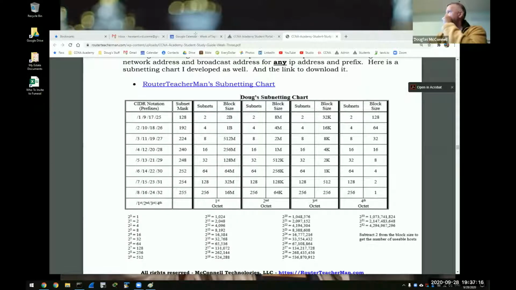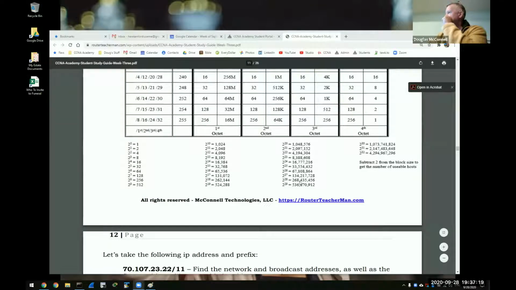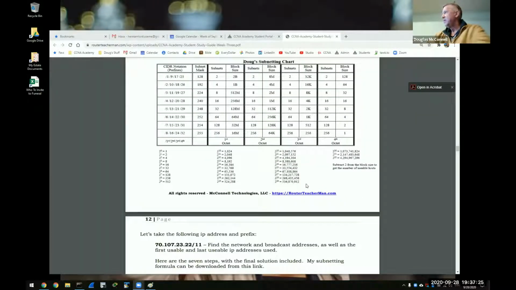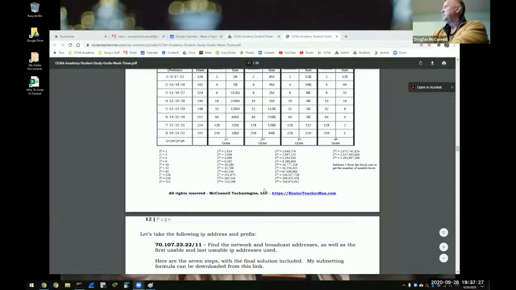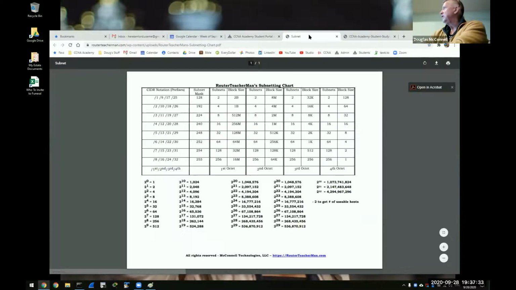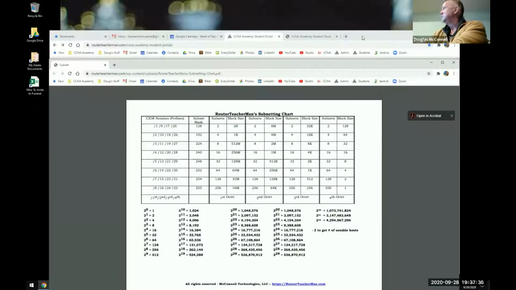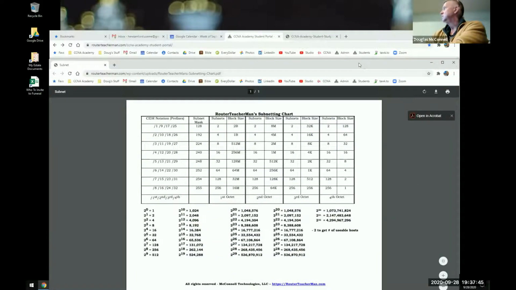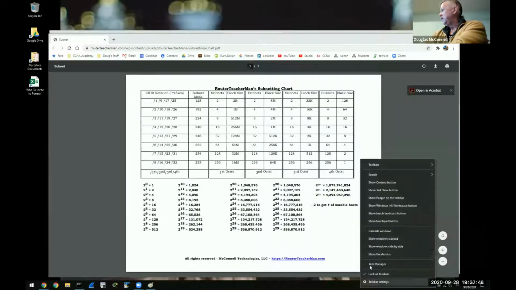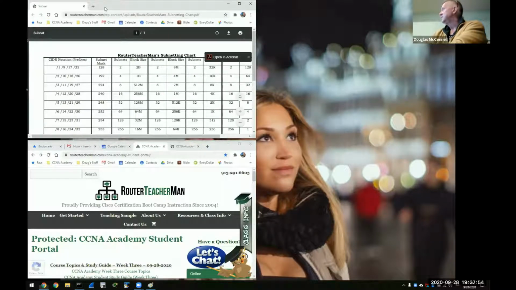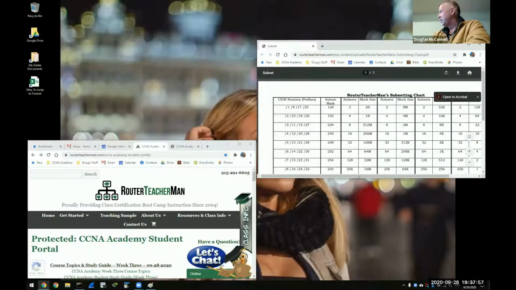All right. Now comes our formula. Let's go ahead and open the subnetting chart in a different window, and let's put these side by side. We're going to need them.